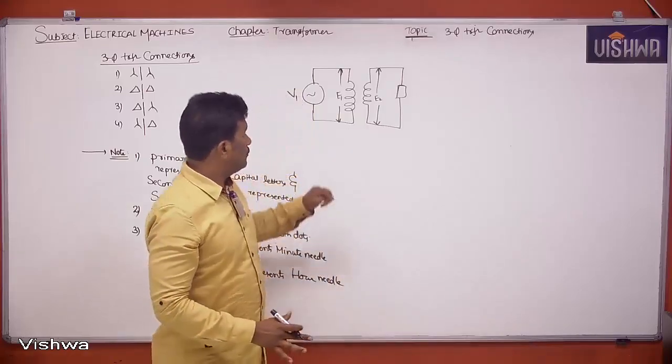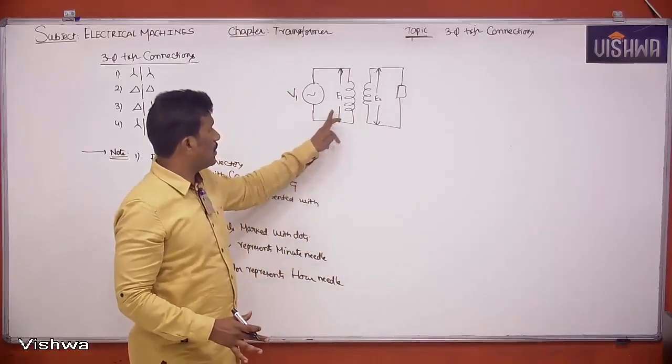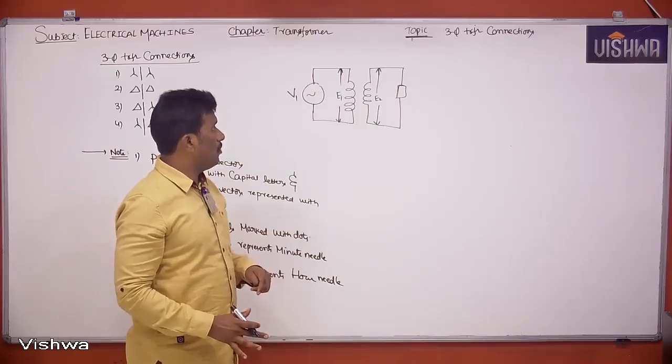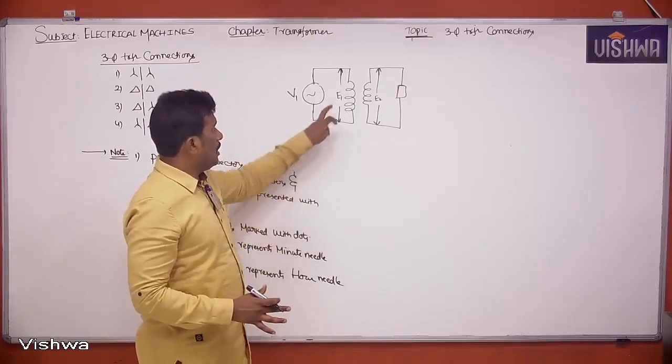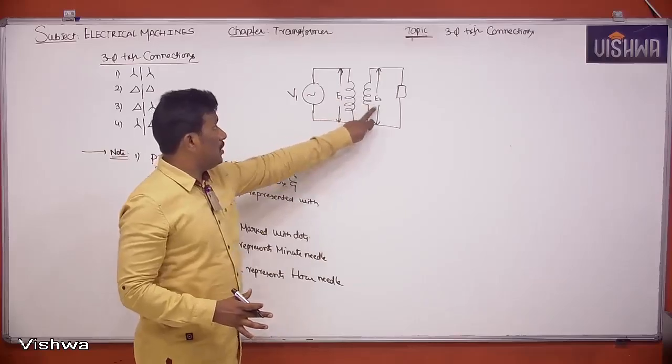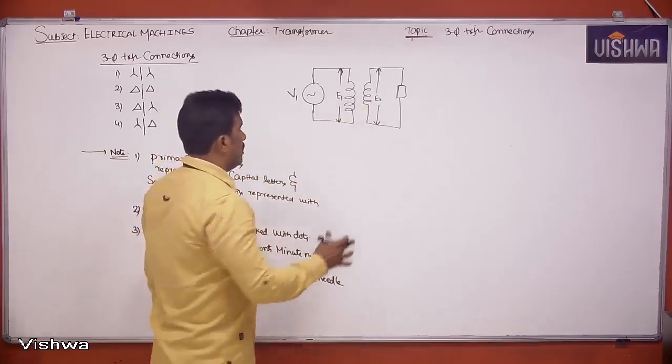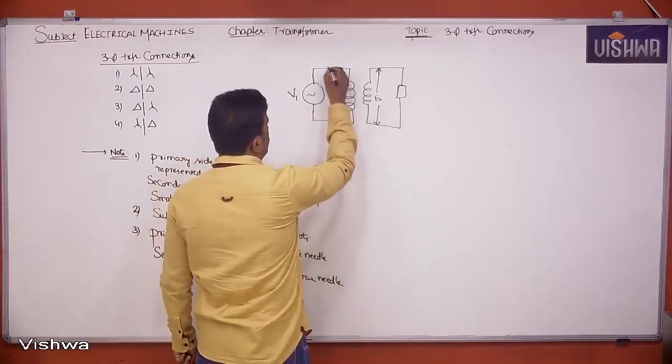Please try to refer to the vector diagram. I told you already, the vector diagram of a transformer under no load, and under full load also, I explained in the starting session. Please try to see that. The angle between E1 and E2 equals how much? 0 degrees. That means what? They are in phase vectors.